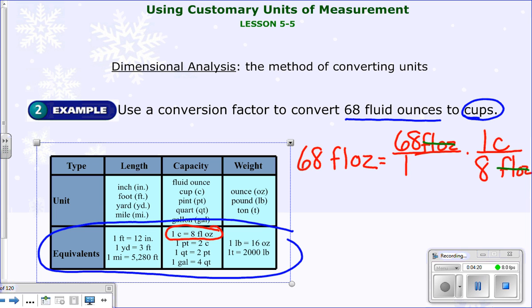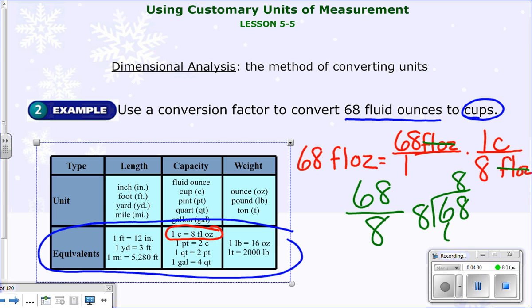So I multiply. 68 times 1 is 68. 1 times 8 is 8. So I get 68 eighths, which can be reduced to 8 4/8, which really simplifies to 8 1/2 cup. That's how we do that one.